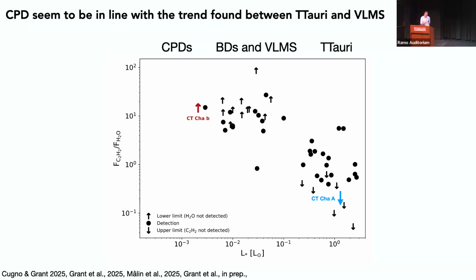C/O increases when you go to lower masses or lower luminosities, and CT Cha A is consistent with T Tauri stars, and CT Cha B is consistent with very low mass stars and brown dwarfs. We are starting to enter the new regime of CPDs and planetary mass objects, and this is done even more when we include the measurement from Mathilde Malin on Delorme AB b. Now, the flux here is an upper limit, right? So it must be above that level. The limit is not so high, and the reason is the planet or the CPD signal is really faint, but it's consistent with the full story.